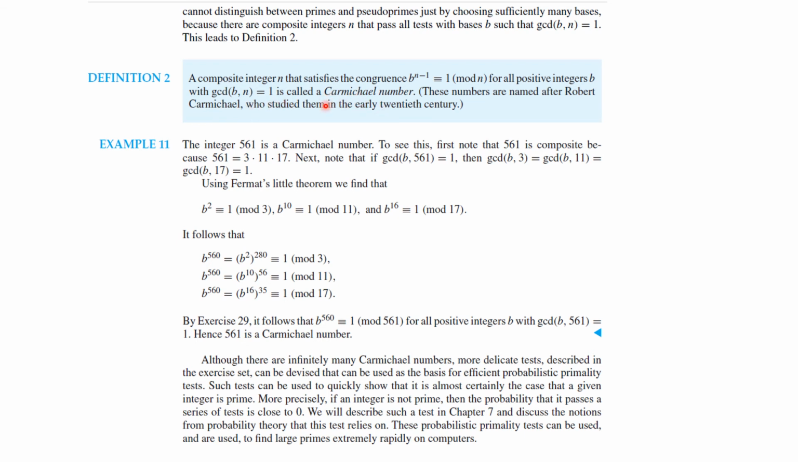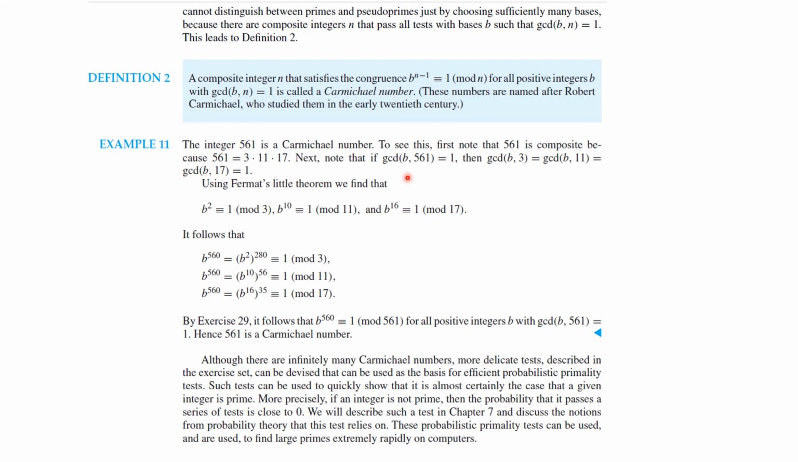And that's someone's name, that's why it's capitalized. These numbers are named after, I guess I already said that. Now, there are Carmichael numbers. 561 is a Carmichael number. To see this, first note that it's composite because it's 3 times 11 times 17.